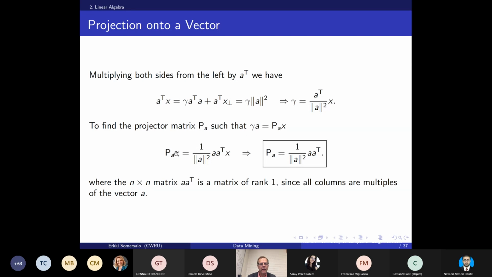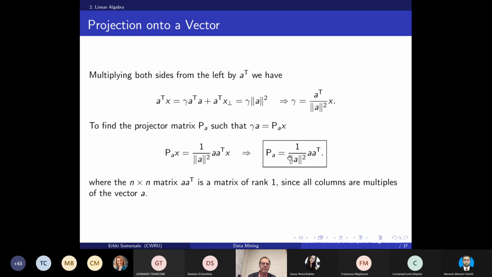So then if you look at this gamma A here. So here is gamma, and let's multiply it by A. So what I get is 1 over A squared is here, and then I have A transpose X, and then I have this A by which I multiply this gamma. And so I'm calling this PA of X. And so now you can identify the matrix that is mapping my X to this projection PA of X. The matrix is given here. So this is a projection matrix.